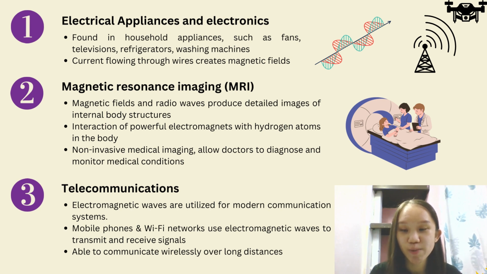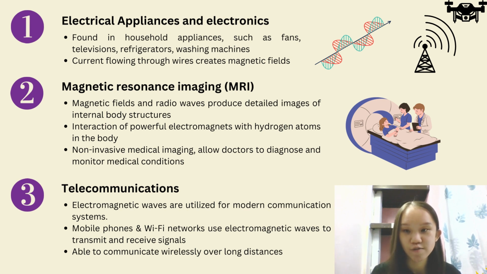Besides, there are also applications of electromagnetism in the medical field. Magnetic field and radio waves are used in MRI, magnetic resonance imaging, to produce detailed image of the internal structures of human body. The images are constructed through the interaction of powerful electromagnets with hydrogen atoms in the body. This non-invasive medical imaging can be used to examine almost any part of the body, allowing doctors to diagnose and monitor a wide range of medical conditions.